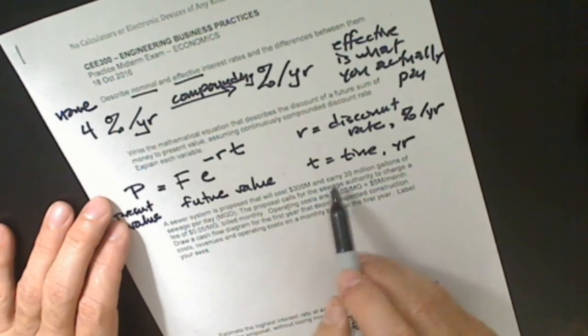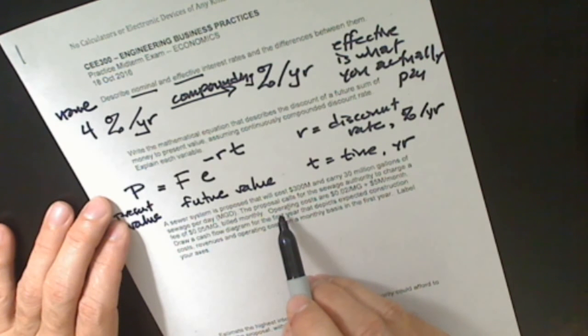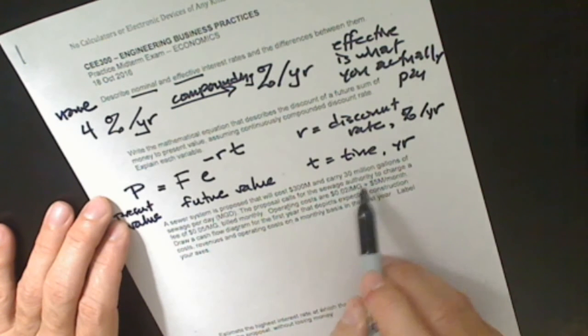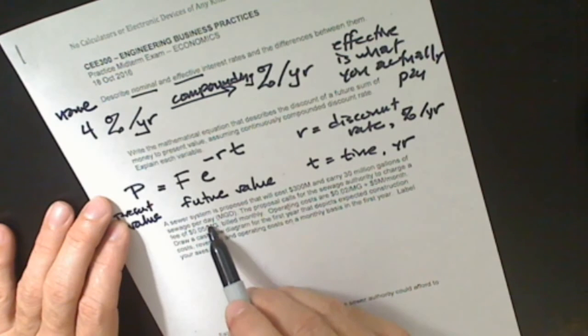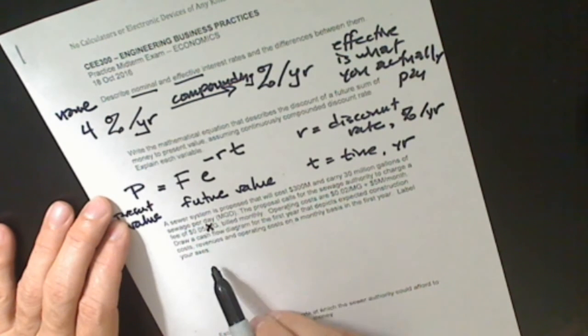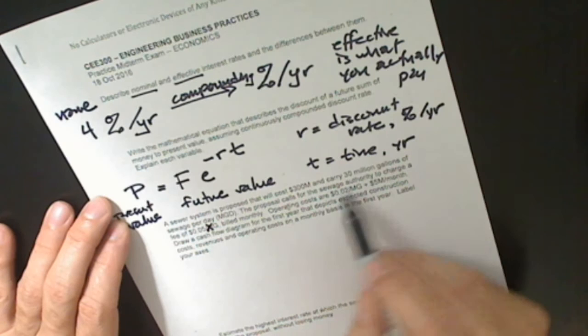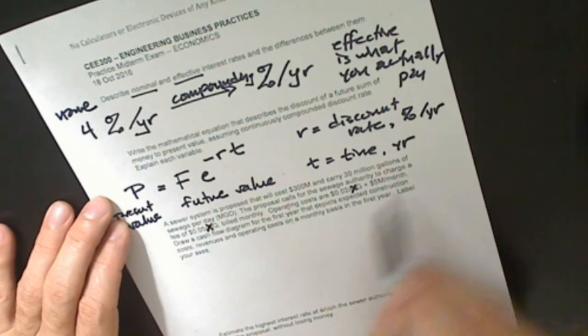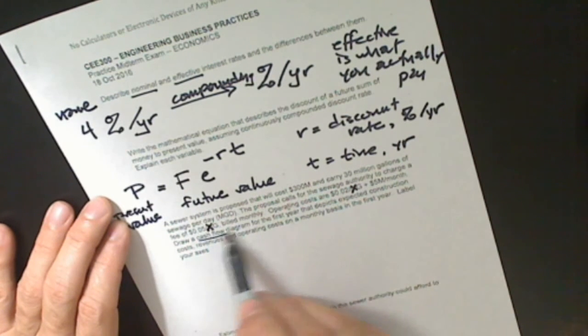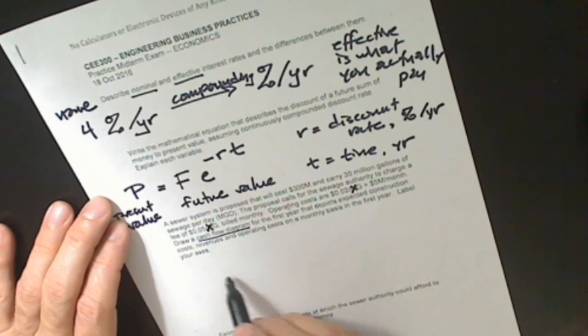A sewer system proposal will cost $300 million and carry 30 million gallons of sewage a day. The proposal calls for the sewage authority to charge a fee of 5 cents. I'm going to change that to per gallon. Operating costs are 2 cents per gallon plus $5 million a month. Draw a cash flow diagram for the first year.